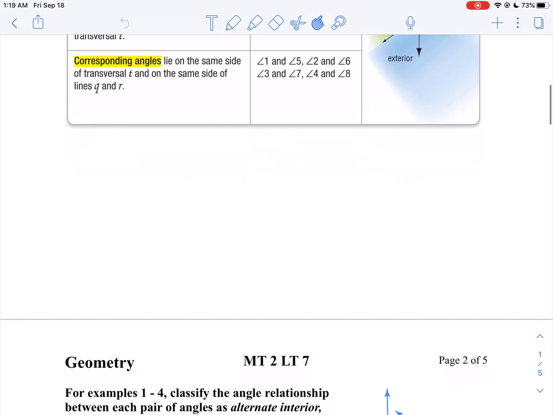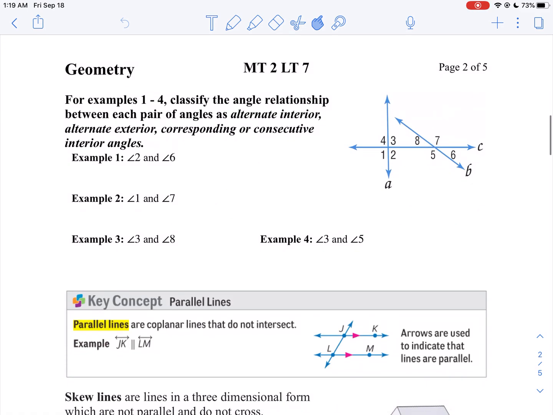So let's take a look at an example here. On example 1, we're given angle 2 and angle 6. I want you to classify these as alternate interior, alternate exterior, corresponding, or consecutive interior. When we look at angle 2 and angle 6, notice they're on the same side of the transversal. Angle 2 is to the right of your line. Angle 6 is to the right of your line. Well, if they're in the same part, that's corresponding.